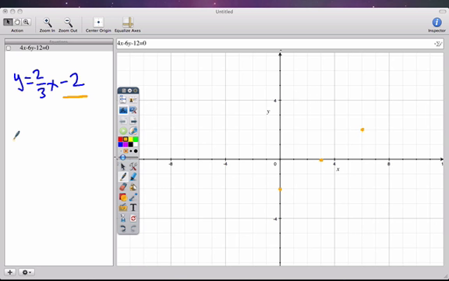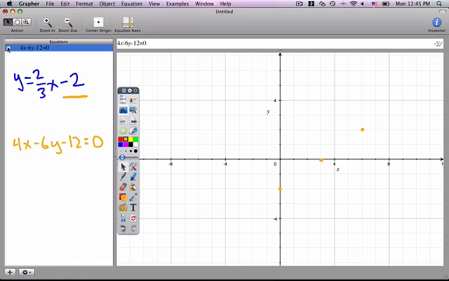Now in our grapher, I've put our original equation, which was 4x minus 6y minus 12 is equal to 0. Now, if we've done our rearranging correctly, when I put that original equation into our grapher, it should go through the points that we've just plotted. And we can see that it does. And that is how we rearrange a linear equation into y equals mx plus b form.